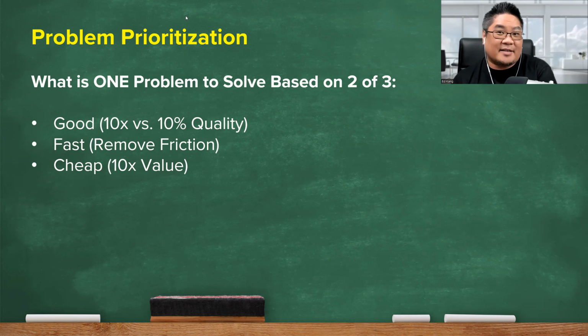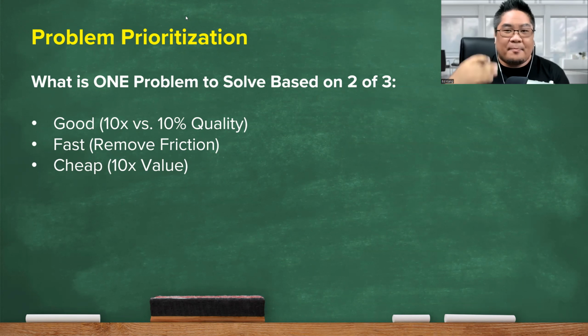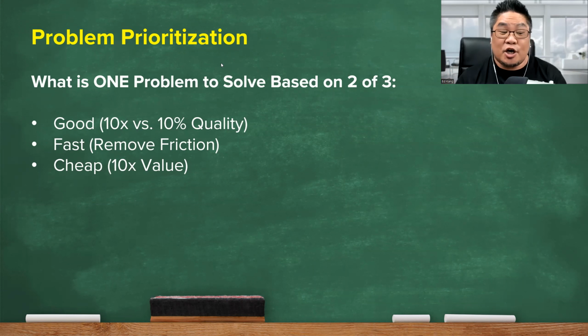So if you want it good and fast, it's not going to be cheap. If you want it fast and cheap, it's not going to be good. If you want it good and cheap, it's not going to be fast, type thing, right? So pick the 2 out of the 3. So what I do is I figure out, okay, what problem, and I bucket the problems that I'm solving with my MVP, and I say, can I make it good?